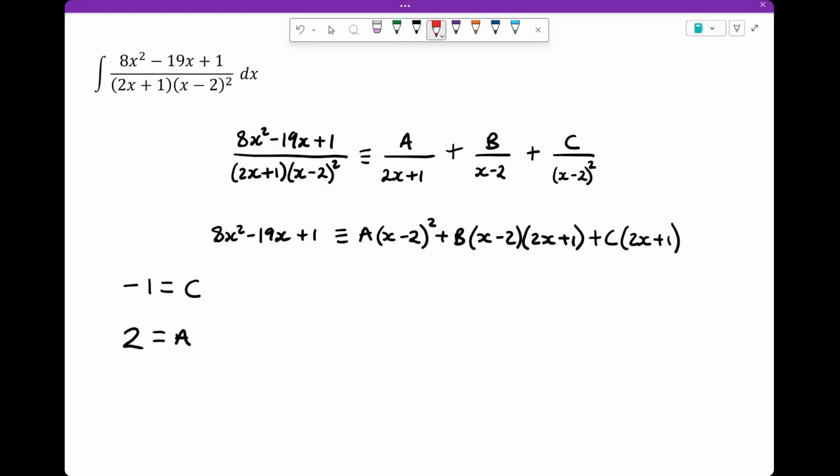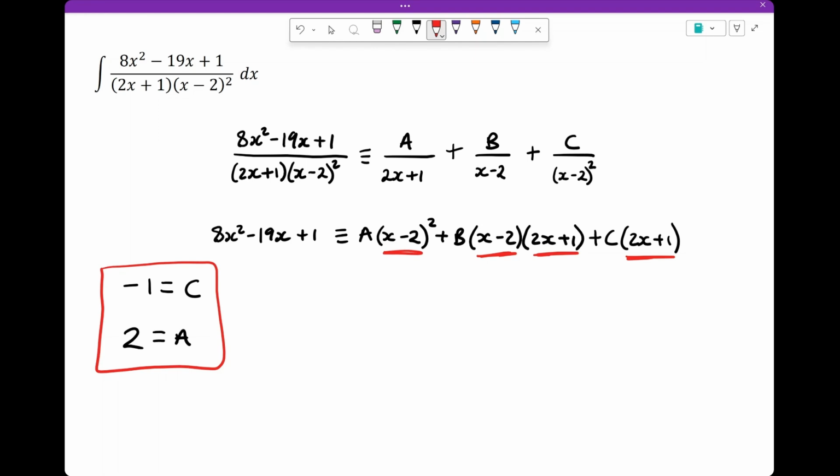So we found a and c, but we still need to find b. Now, if you look for more brackets that we can try and make equal to 0, we don't have any more. We've used both of them that are present, the x subtract 2, which is there, and then the 2x plus 1, which is there and there. So therefore, what we're going to have to do now is just pick some other value for x to substitute into both sides.